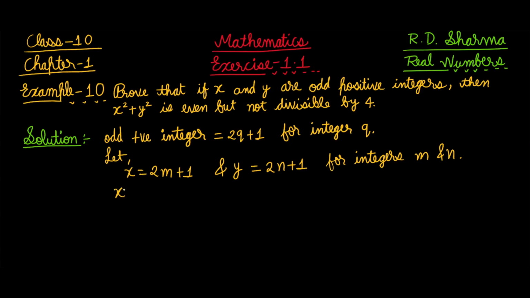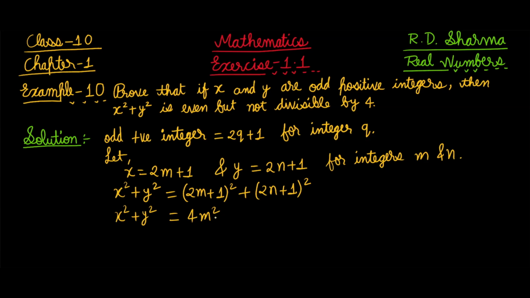So we are taking x square plus y square. So we will square: (2m plus 1) whole square plus (2n plus 1) whole square. So we will use (a plus b) whole square: 4m square plus 4m plus 1 plus 4n square plus 4n plus 1.